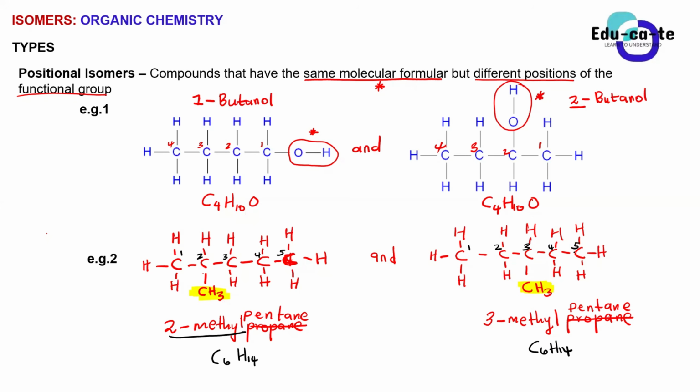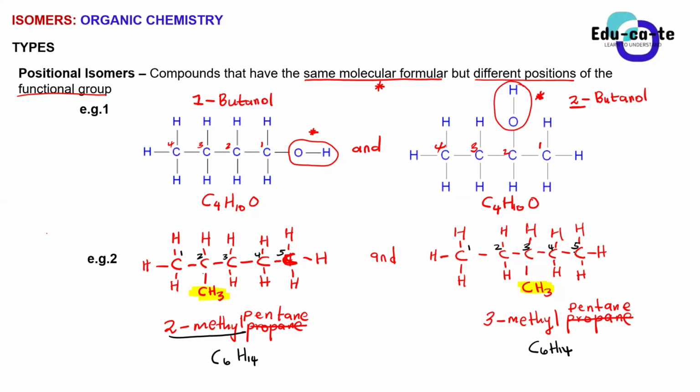So my question is to you guys, why do I not say that these are chain isomers? Why don't I call them chain isomers? Yes, Sam. It's because they have the same chain but different positions, or same branches but different positions of branches. Exactly. So they've got the same type of chains, guys.